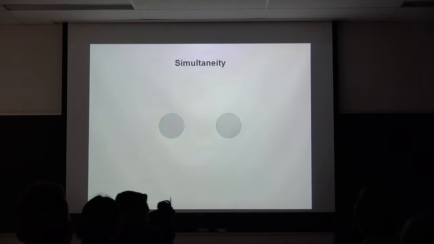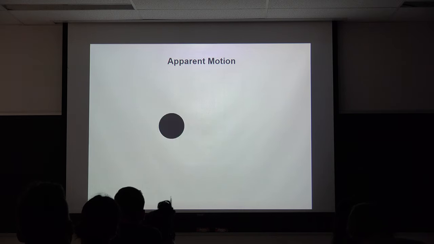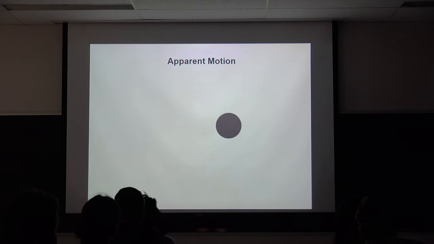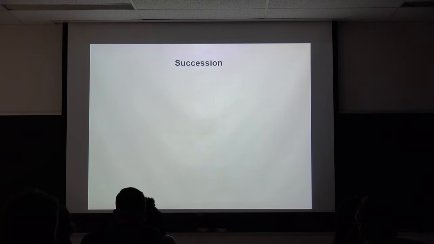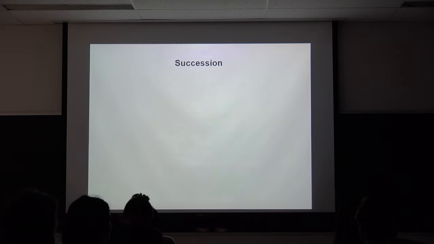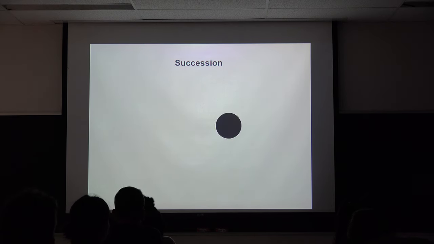What do you see now if I make the intervals a little bit longer? Now it seems like one dot moving back and forth. Okay, and now we'll make the intervals a bit longer still. What do you see? One dot moving back and forth, but just slower. Oh, you still see the motion? Yeah, a little bit, but I know it's just flashing. Okay, well, I didn't make it long enough.